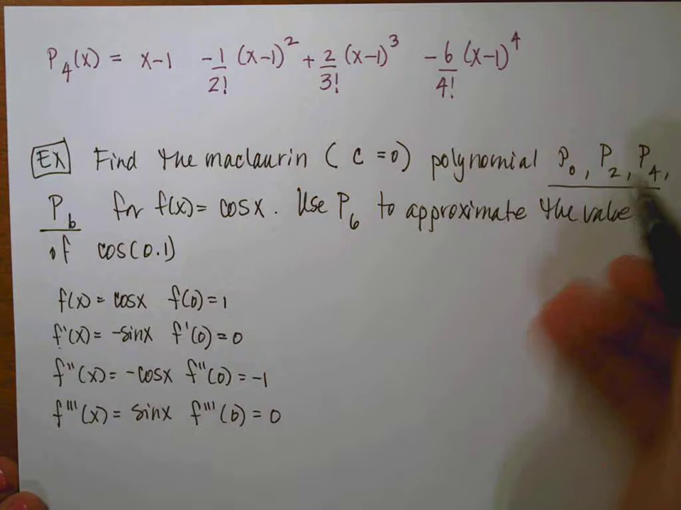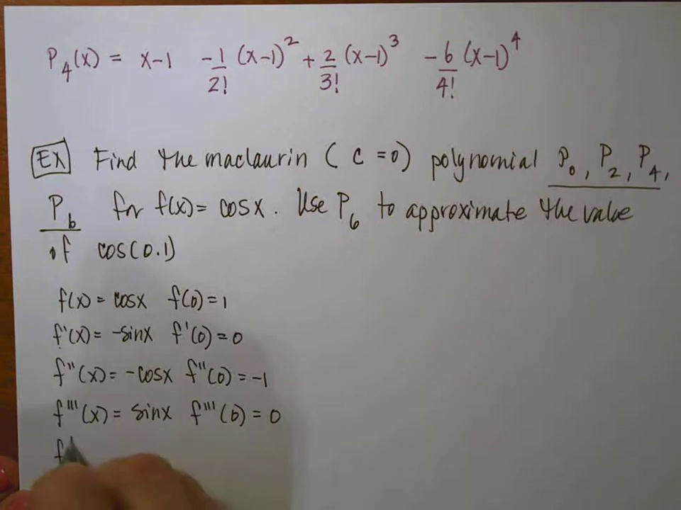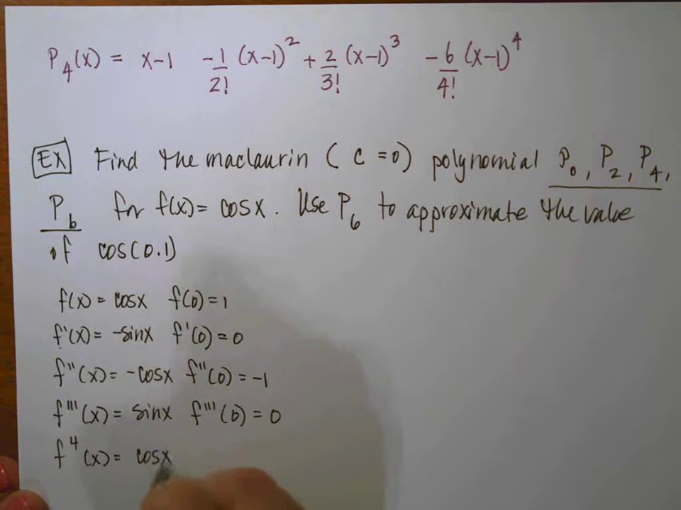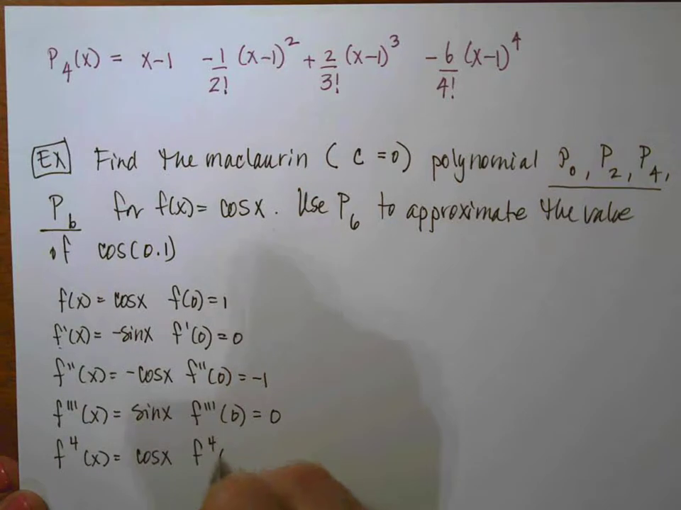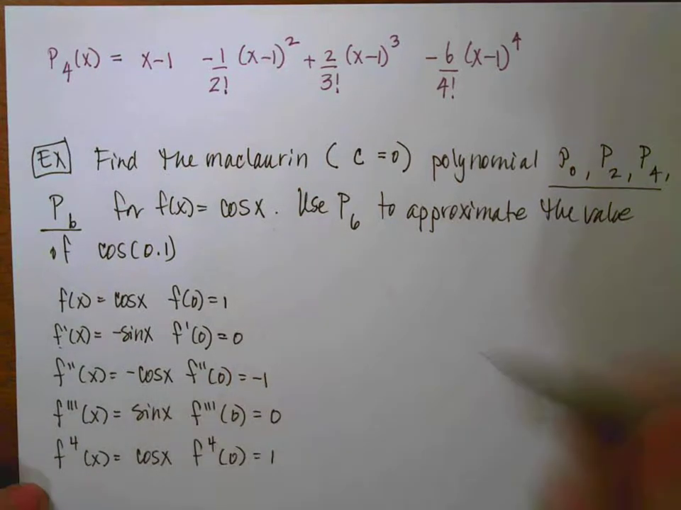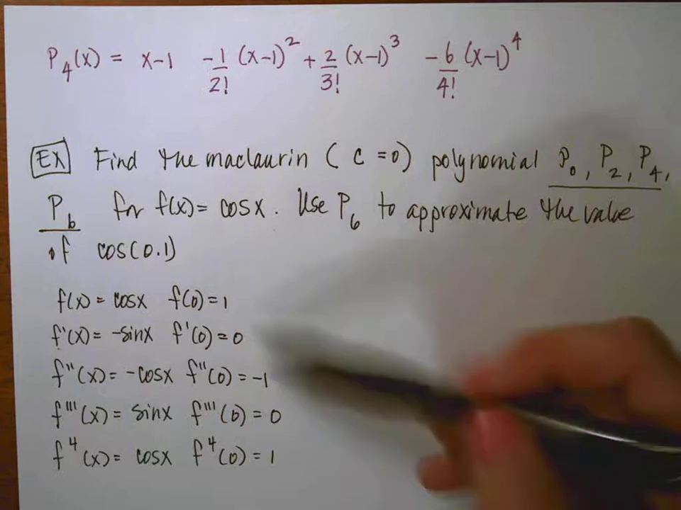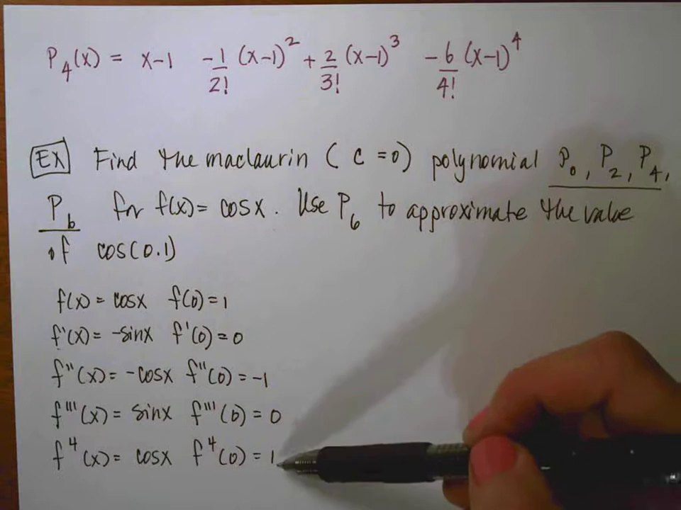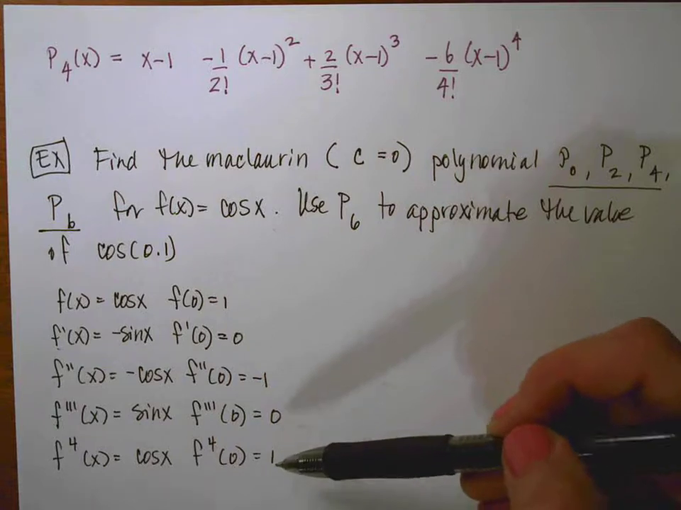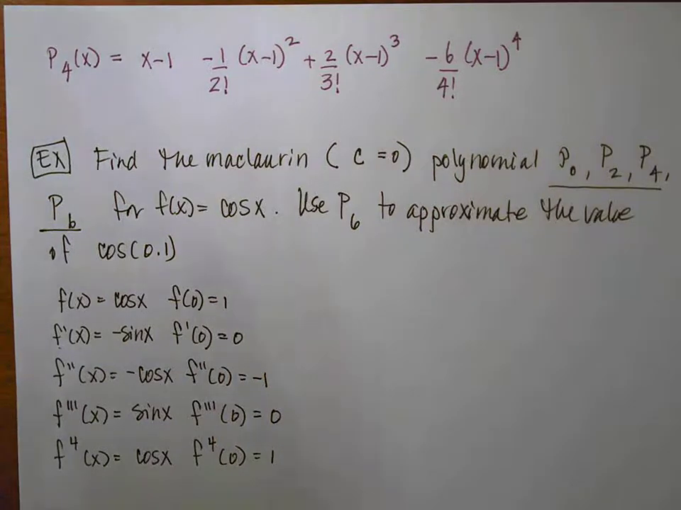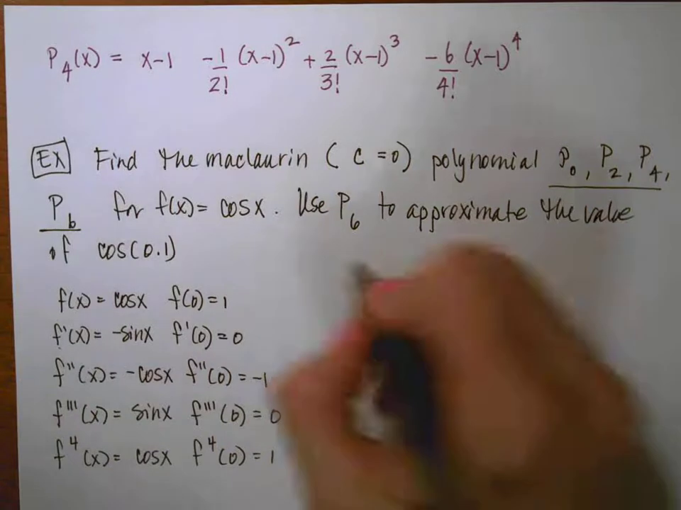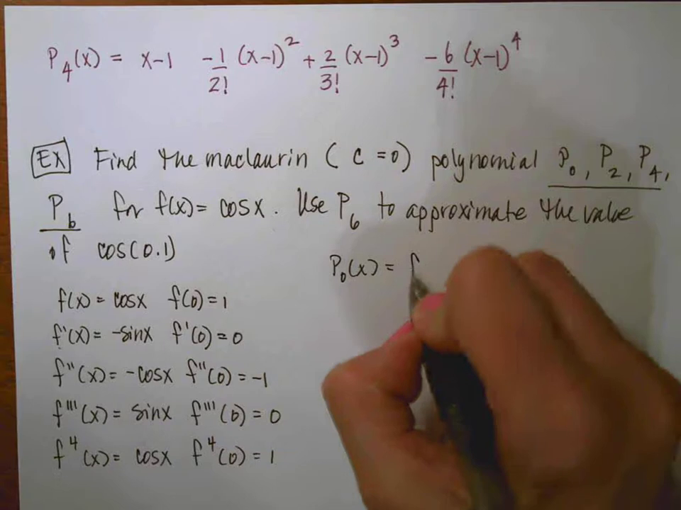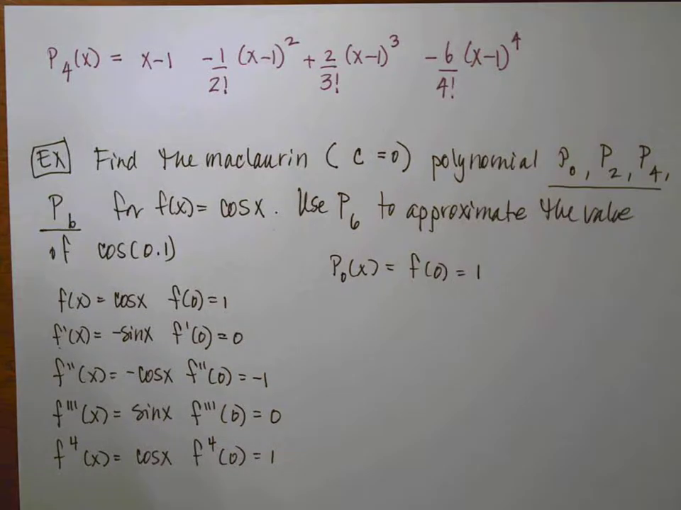So notice again, I didn't have the third derivative in there because the odd derivatives are going to be 0. And then my fourth derivative is going to be cosine of x, and my fourth derivative evaluated at 0 is 1. So notice that we have developed a pattern: it goes 1, 0, negative 1, 0, and then it would start all over again, okay?